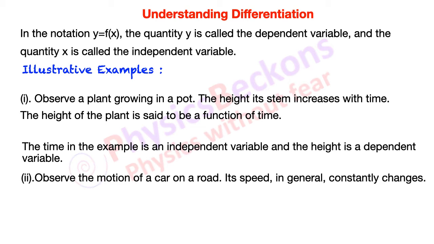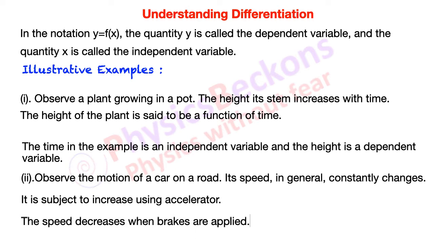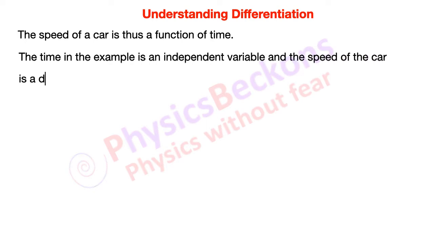Another example, observe motion of a car on a road. The speed of car generally continues to change with time. We can increase it with an accelerator or we can reduce the speed with the help of the brakes. We say that speed of the car is a function of time. The time is an example of independent variable again, and speed of the car here is a dependent variable.